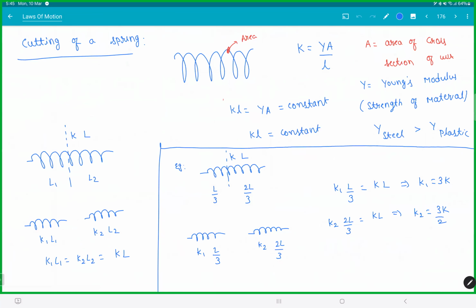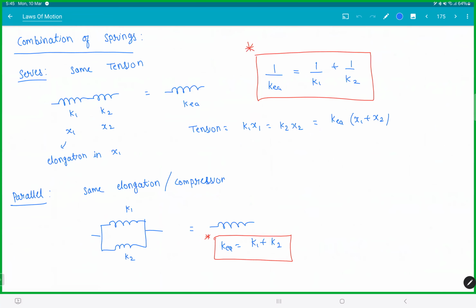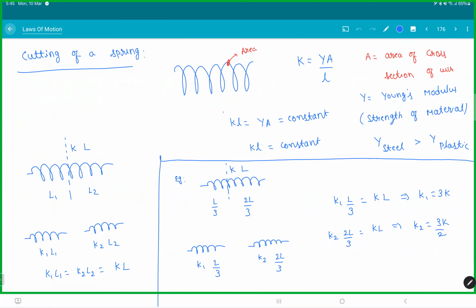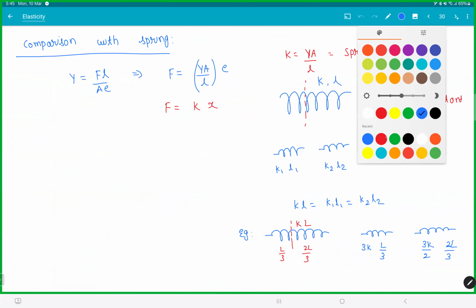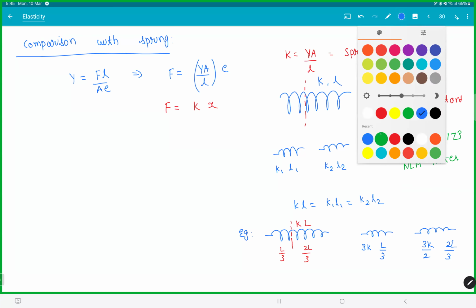The same stuff, cutting off a spring, right? And then we also did springs in series, springs in parallel. What happens if you combine the springs? Quite a useful concept. We're going to use this in SHM next. I'm going to repeat it there also once more, but you can revise this. Just keep a note there. You can check it out for reference.